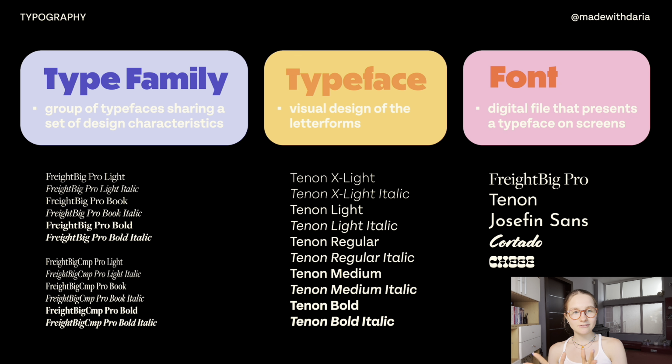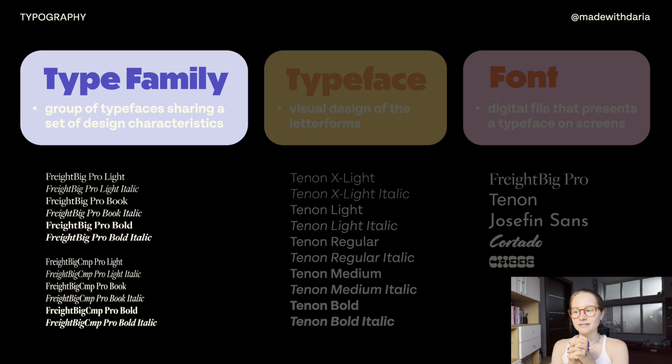There are three main definitions that designers need to know how to navigate. Now, I'm not as confused as I used to be, but I literally had to double check whether I'm being right or wrong when it comes to these while working on this presentation. So, a type family is a group of typefaces sharing a set of design characteristics. So, as an example here, we have Friedrich Pro.